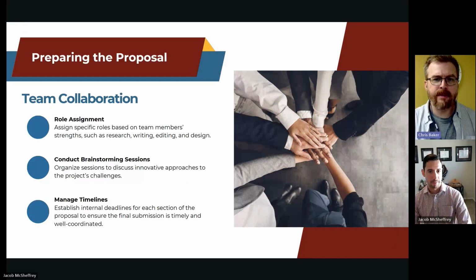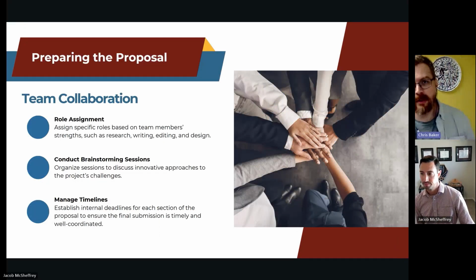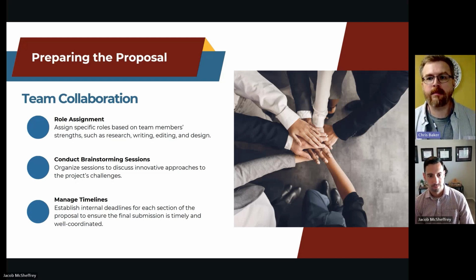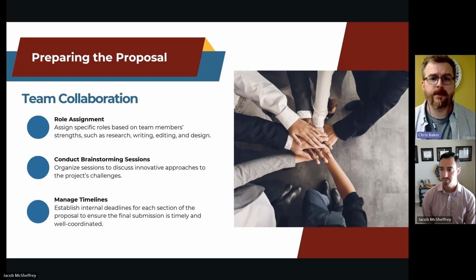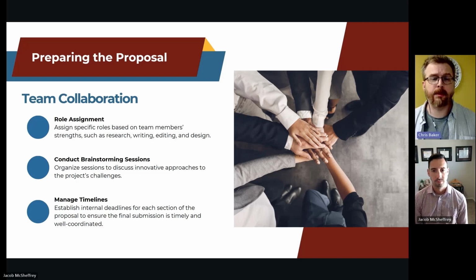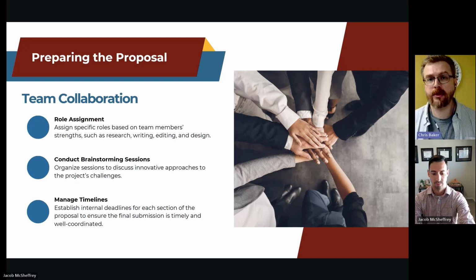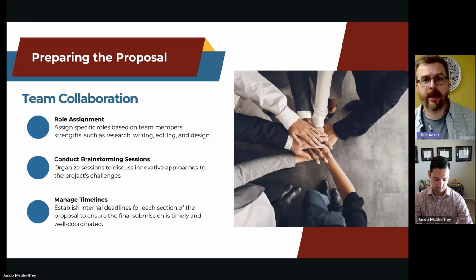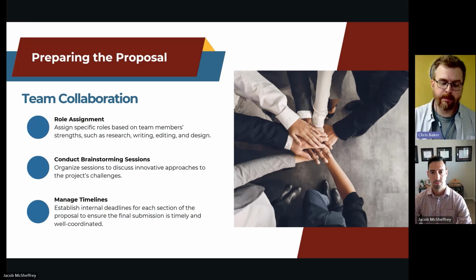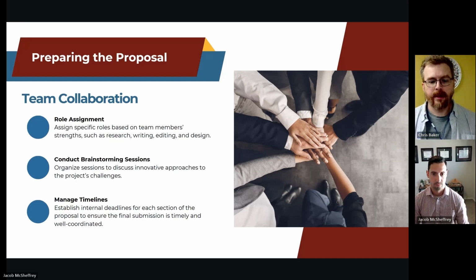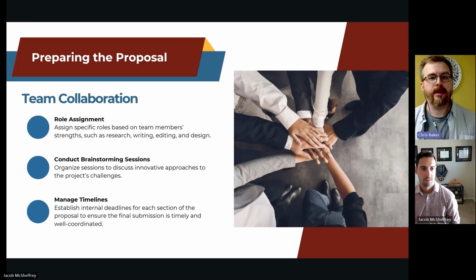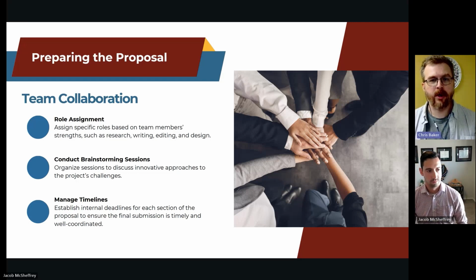And so let's talk about team collaboration on preparing the proposal. Obviously, if you're one person doing this yourself, we encourage you to try to find an extra set of eyes to help you, even if it's just for proofreading purposes. So role assignment, if you do have multiple people in your company, assigning specific roles based on team members' strengths, such as research, writing, editing, design, whatever it is, having those specific roles assigned kind of makes it a collaborative process and forms a checks and balances scenario that typically results in a stronger product.